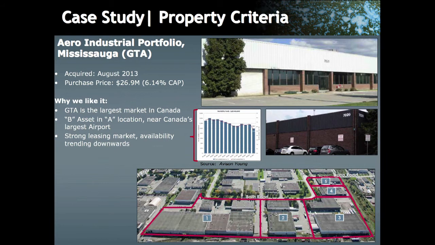Why we like this particular asset. The GTA is the largest market in Canada. We've grown to a size now that we need to be in the Toronto market. But where do we want to be in the Toronto market? Pearson International Airport, largest airport in Canada, industrial market. I refer to this as boring industrial. Boring industrial is good. They're business owners.